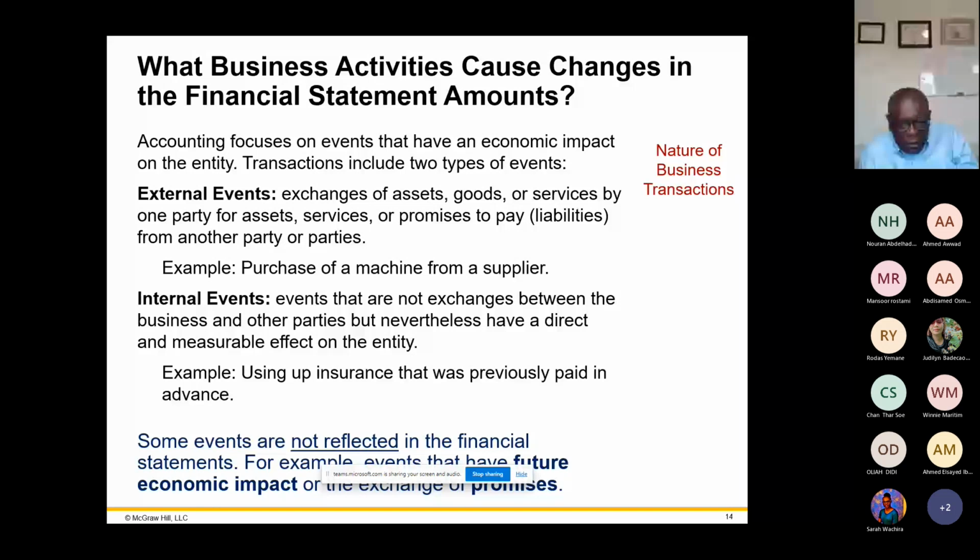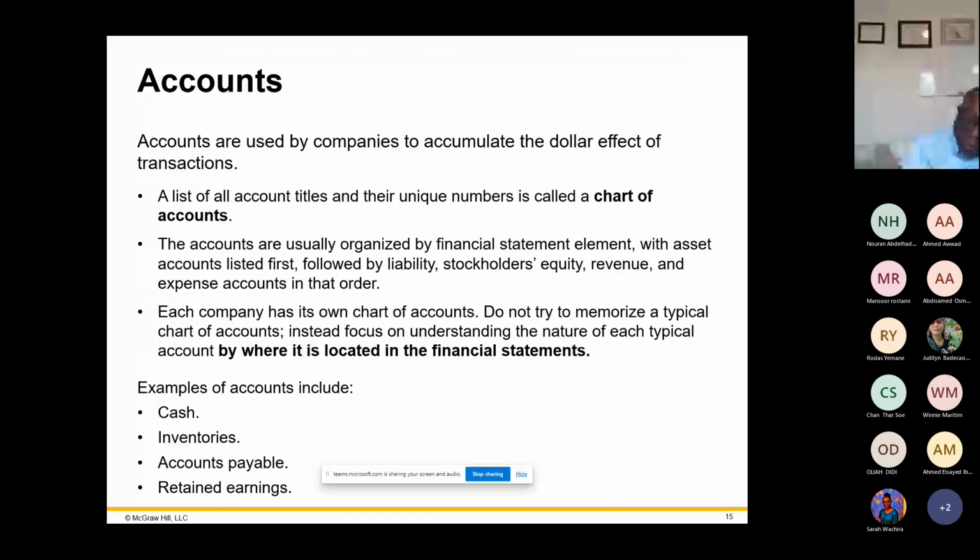So accounts are used by a company to accumulate the dollar effect of transactions. The list of all transaction titles and their unique numbers is called the chart of accounts. So if we now list all the accounts that we are going to use in the company, that is what we call the chart of accounts. For example, cash, inventories, accounts payable, retained earnings. Those are all under the chart of accounts.